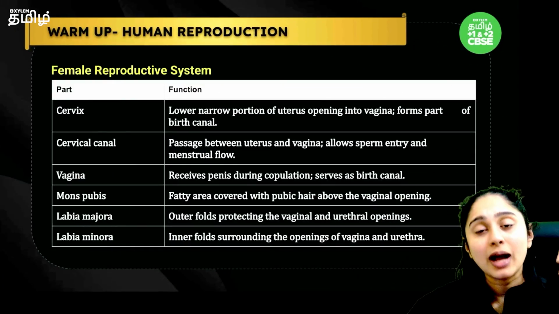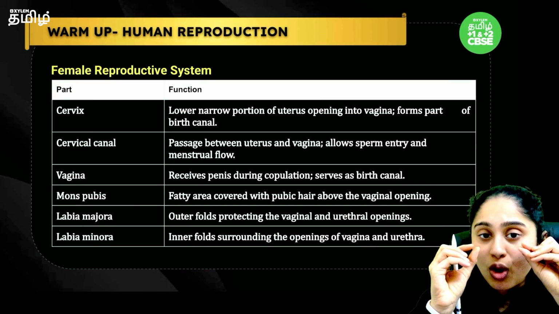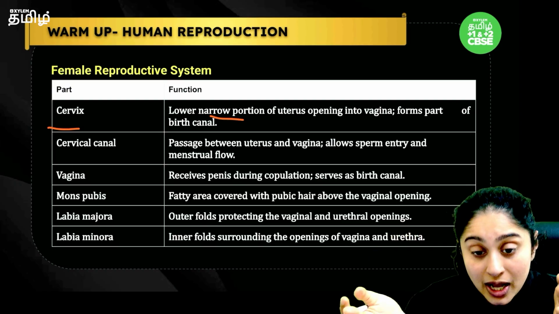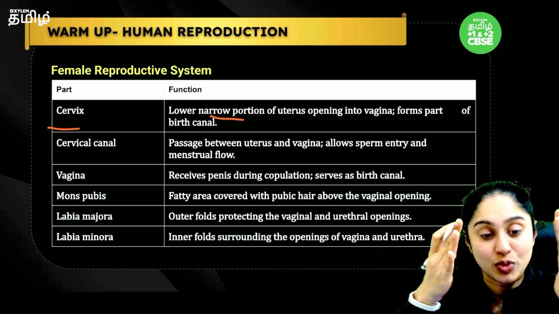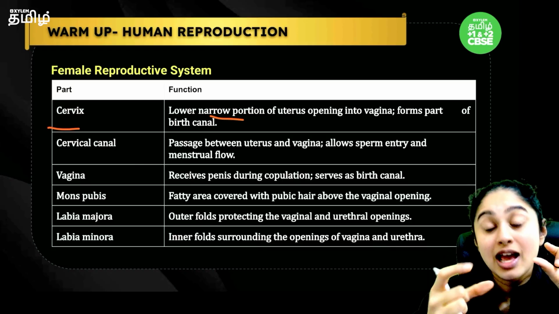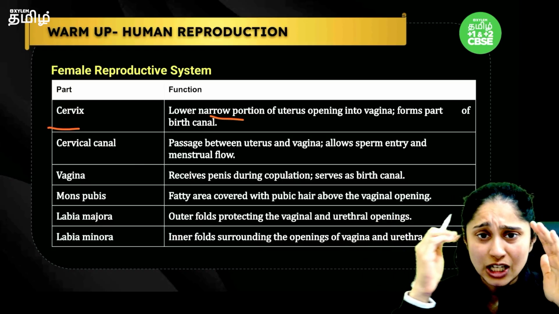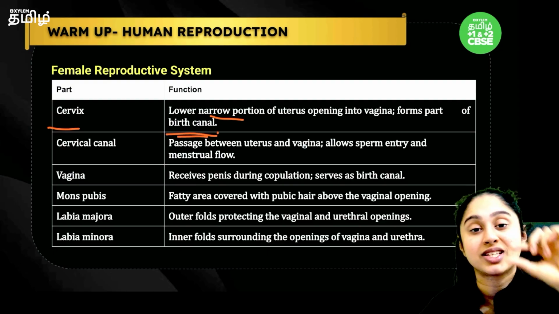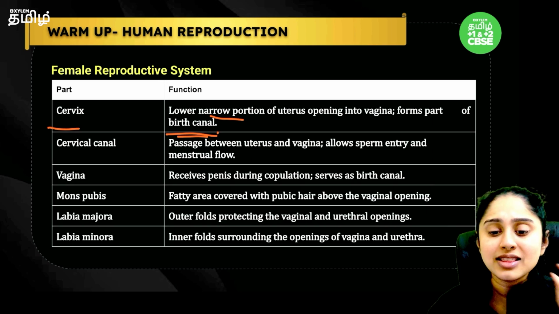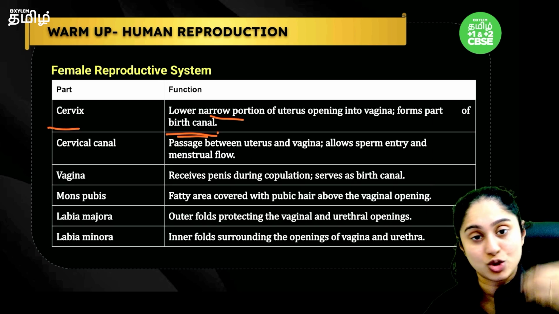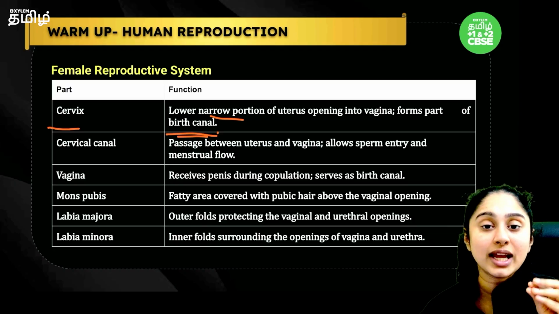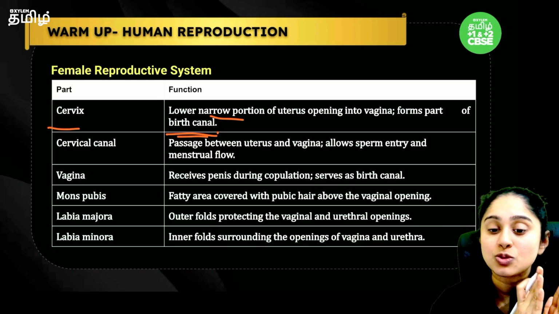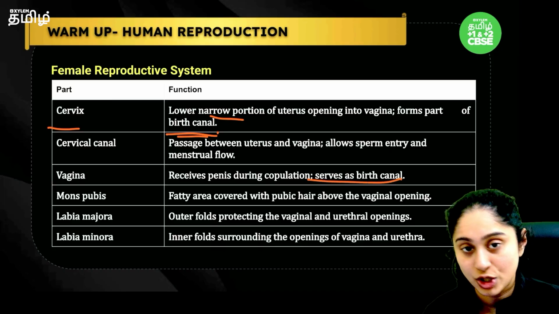Clear everyone? Now coming to below the uterus, we have a small opening called the cervix. Okay, this is a narrow portion and this will open out into the vagina. Now there is a small canal that will go between the cervix and the vagina. This particular canal along with the vagina together will form what we call the birth canal. Now this passage between the uterus and the vagina is the cervical canal, and this will allow the entry of sperms and allow the menstrual flow to exit as well. Now the vagina is a tubular structure and this is what will receive the sperms during copulation, and this will also serve as the birth canal during childbirth.